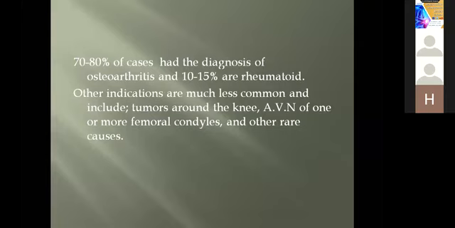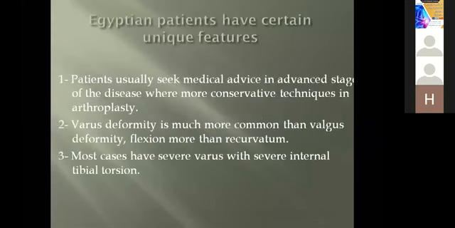70 to 80% of cases had the diagnosis of osteoarthritis, 10 to 15% are rheumatoid. Other indications are much less common and include tumors, AVN of one or more femoral condyles, and other much more rare causes. If we go to our Egyptian patients, who have certain unique features shared with most Middle Eastern patients, patients usually seek medical advice in the advanced stage of the disease, where more conservative techniques in arthroplasty are needed. Varus deformity is much more common than valgus deformity.